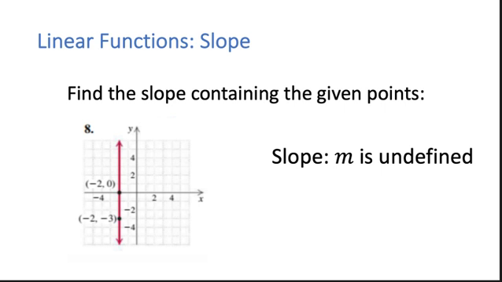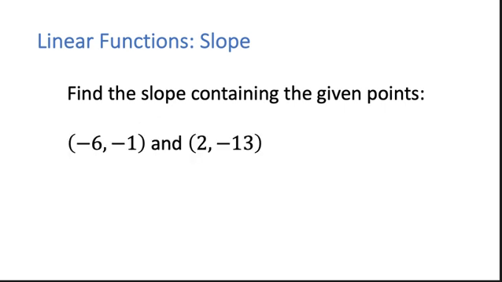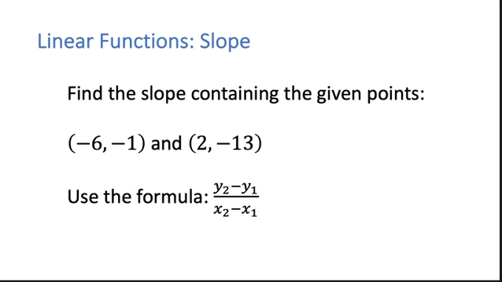All right, excellent. So now what we want to do is find the slope of the line containing 2 given points. Now, we could graph these points and then do the rise over run and count, but we can also use the formula. So I want to talk about using the formula right now. So the formula, remember, is y2 minus y1 over x2 minus x1, rise over run. So you want to plug these values into there.